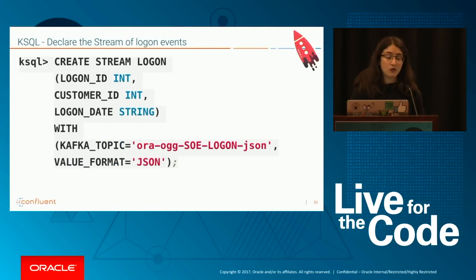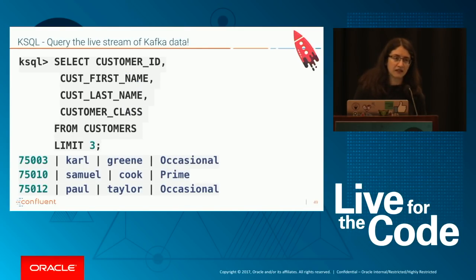The next thing I want to do is to take the logons. So logons, I do want to model as a stream of events. When I did a select, I don't see all the updates and inserts that happened in order to get Carl Green to be an occasional customer. There may be 5 updates before that, but I don't care about them. I want to see the latest state.